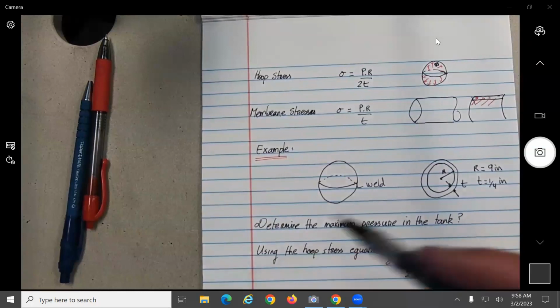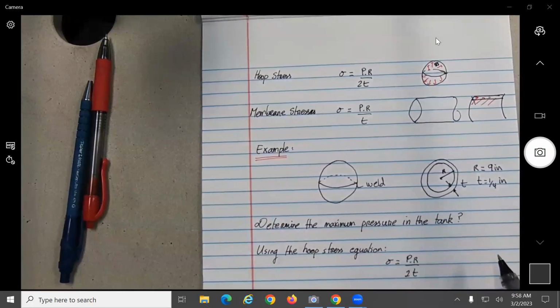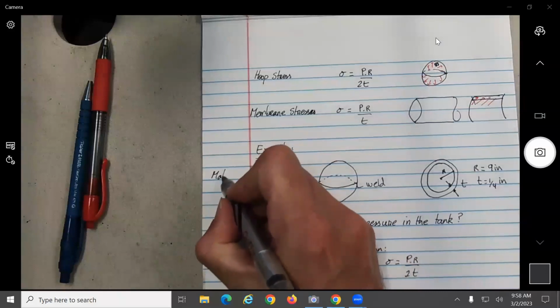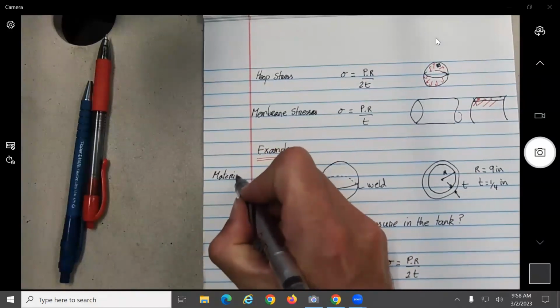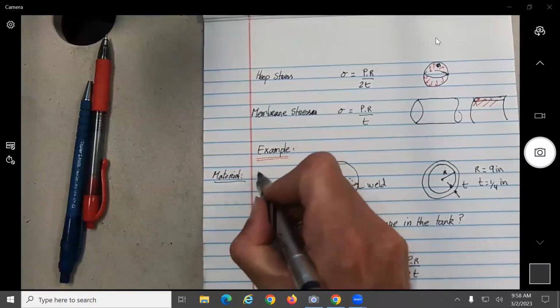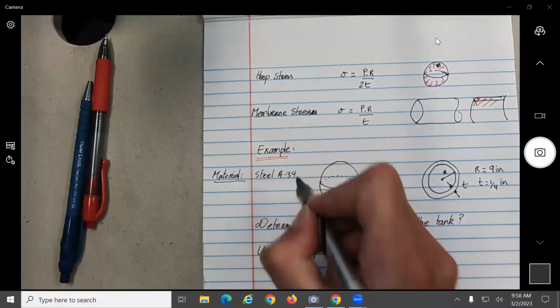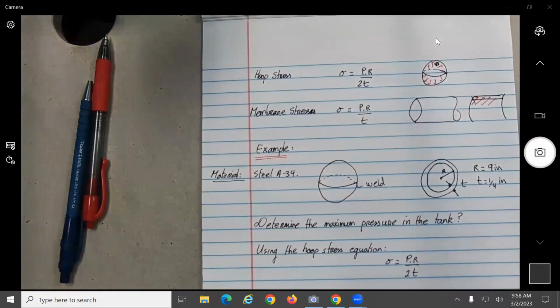Okay, so I don't know the properties, let's make it up. So you want this tank to be made out of what? Steel? Okay. Yeah, it's fine. I would have selected steel as well. So steel, let's say A34. Okay, so we're going to have to find the properties for this one.